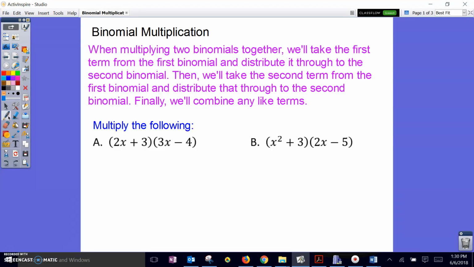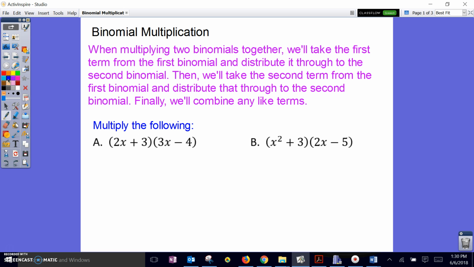Now, there's a little mnemonic that people use for this. I prefer not to, but you may have heard of FOIL. And if you've heard of FOIL, that certainly comes into play here when we're multiplying two binomials together. In fact, that's exactly what it describes: what happens when we multiply two binomials together.